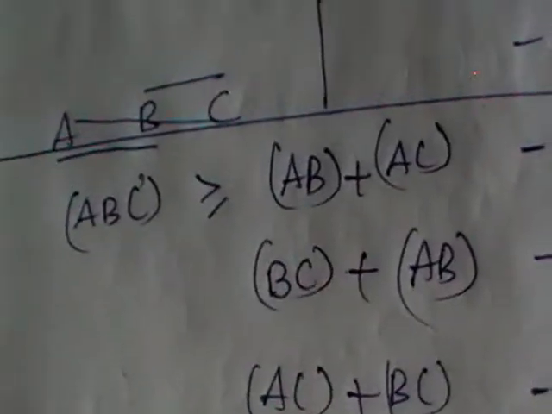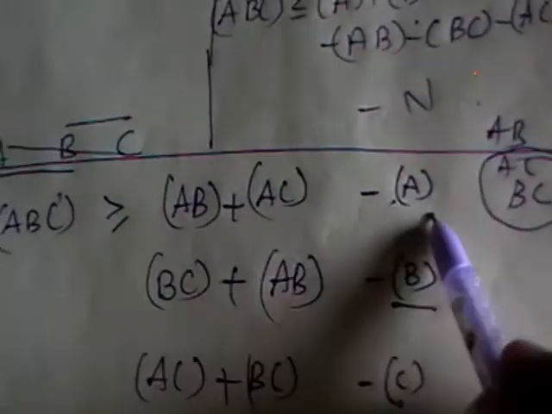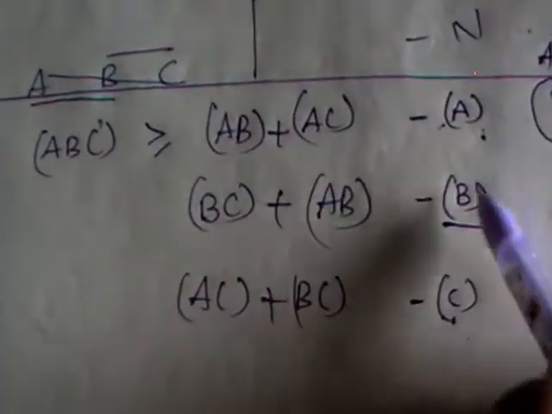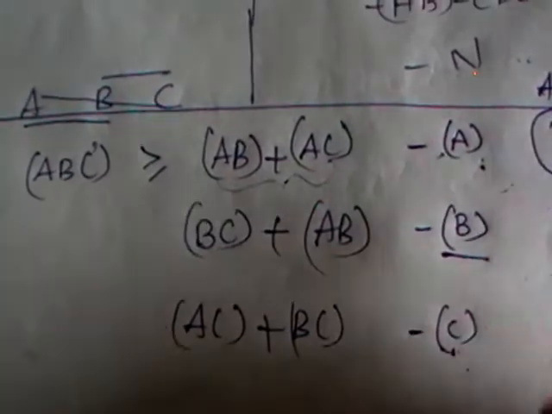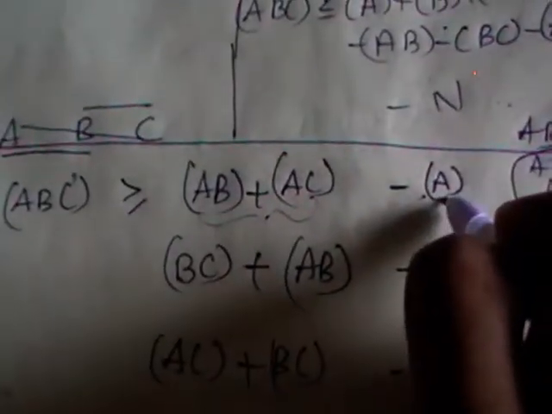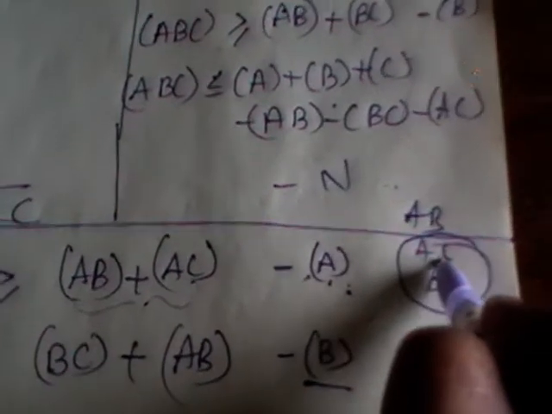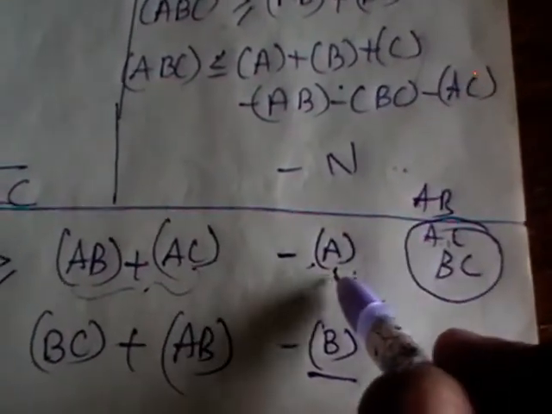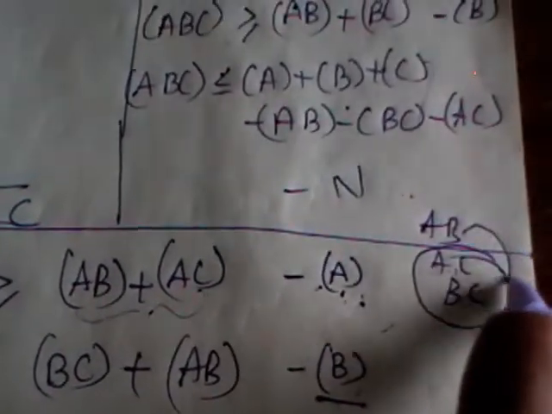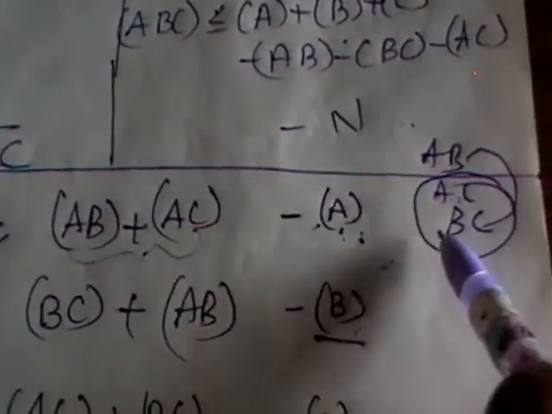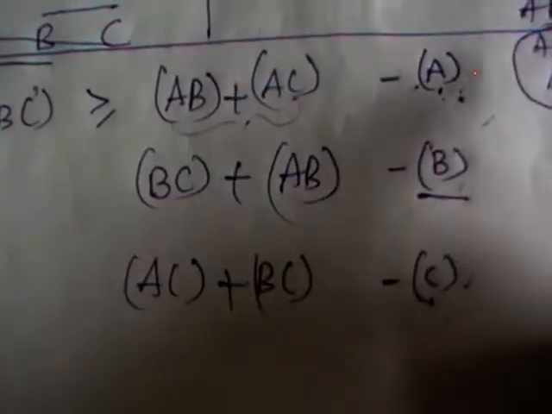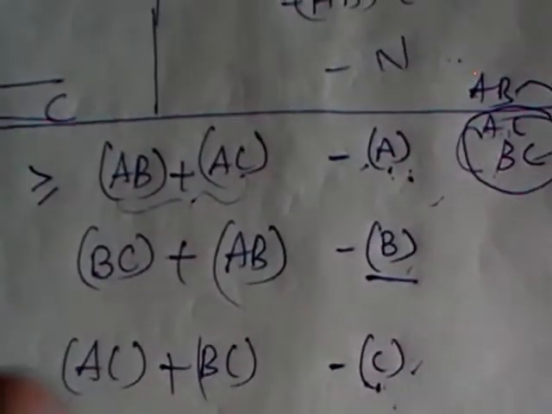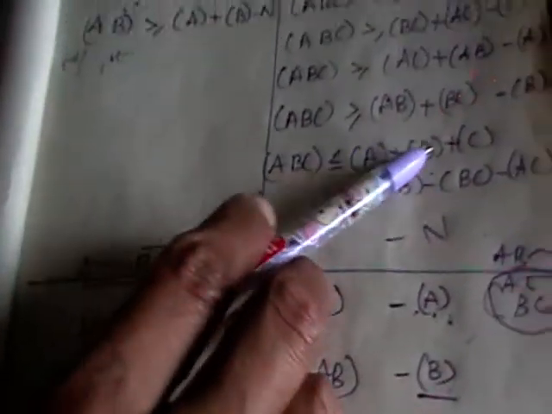Got it? Again I repeat, for the next set of conditions you make use of first order frequencies, that is minus A, minus B, minus C, 1, 2, 3. What are the first 2 terms? Write the ones which involve A. These are the 2 second order frequencies which involve A. So AB plus AC minus A. For B, identify the 2 frequencies which involve B, AB and BC. For C, write down those which involve C, AC and BC. For the last one, which involves all, ABC is greater than or equal to A plus B plus C minus AB minus BC minus AC minus N.